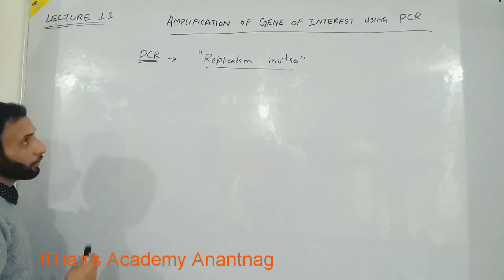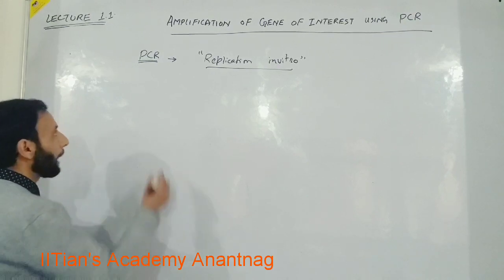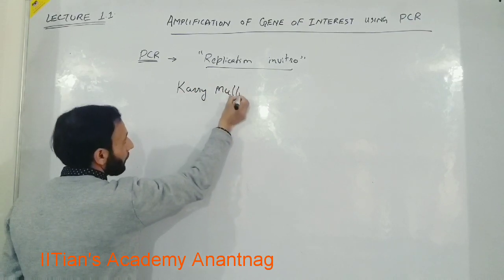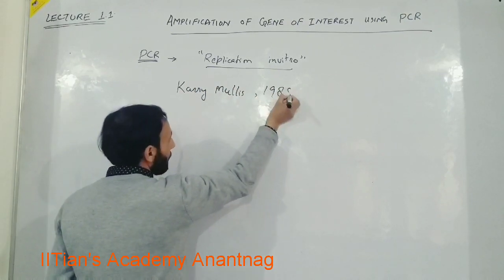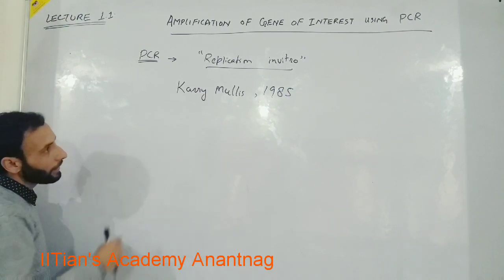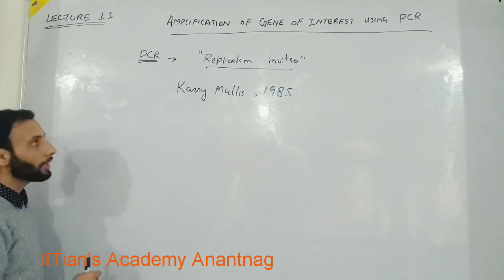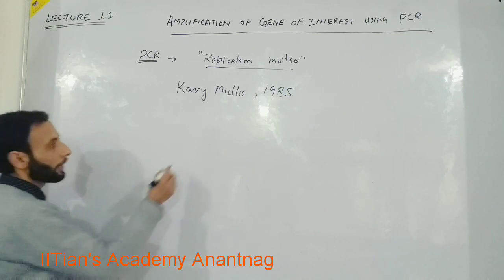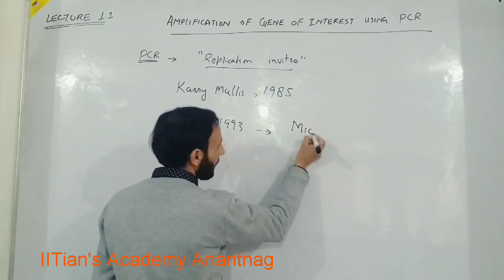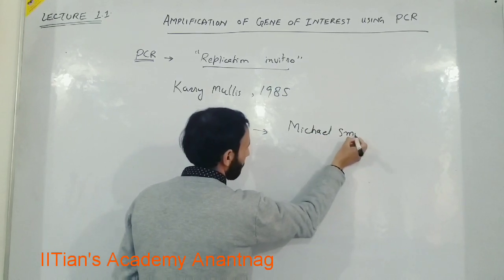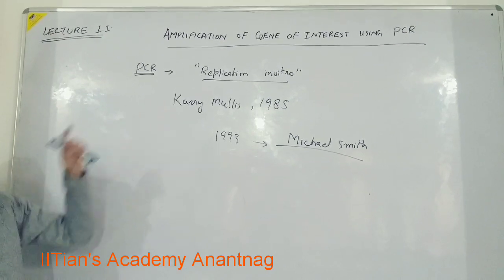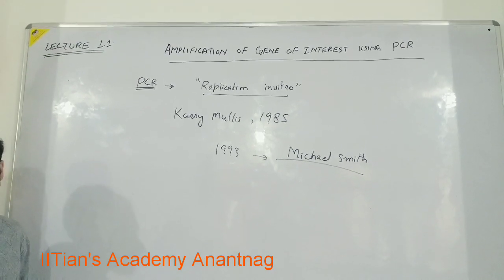The polymerase chain reaction was discovered by a scientist by the name of Gary Mullis in 1985. This discovery is a Nobel Prize winning discovery. He shared his Nobel Prize in 1993 in chemistry with another scientist by the name of Michael Smith. They got their Nobel Prize in chemistry because of the discovery of this polymerase chain reaction.